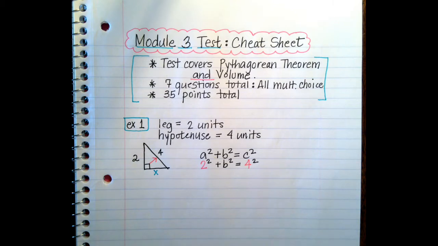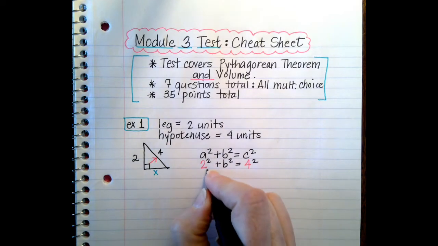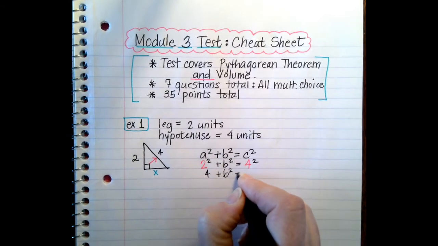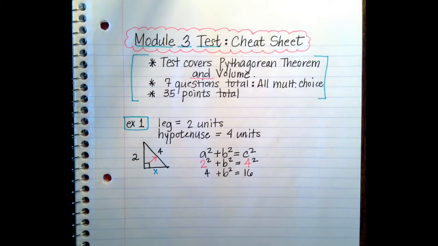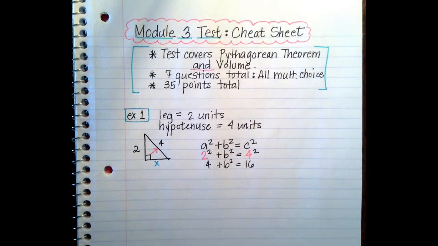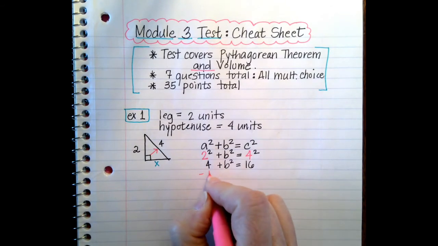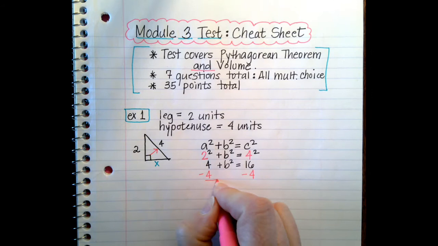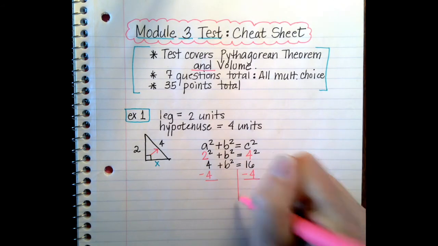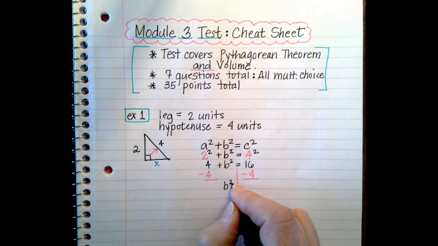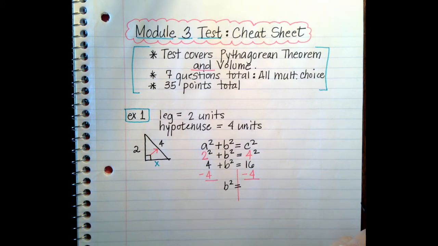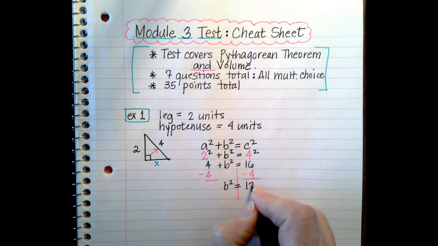Step 1 was just substituting. Step 2 is let's deal with those exponents. So 2 squared is going to give me 4. I still don't know B squared. 4 squared is going to give me 16. My next step is to subtract 4 from both sides because I want to get that B squared all by itself. So my 4's are going to cancel out, and I'm left with B squared is equal to 16 minus 4, and that's going to give me 12.